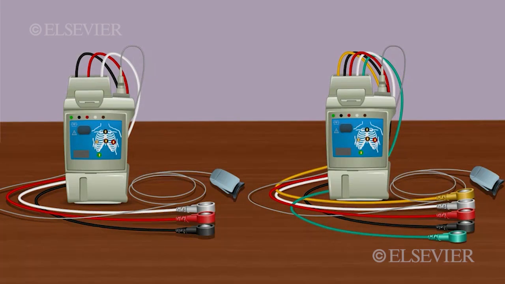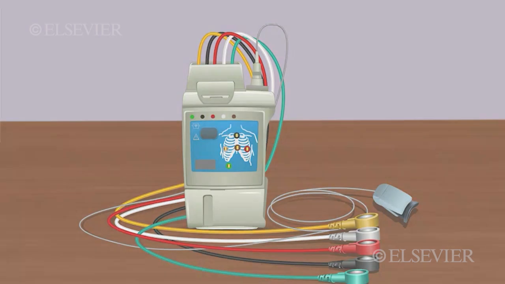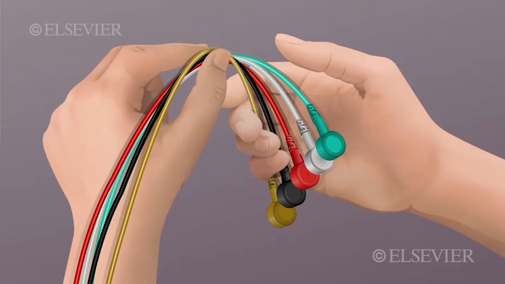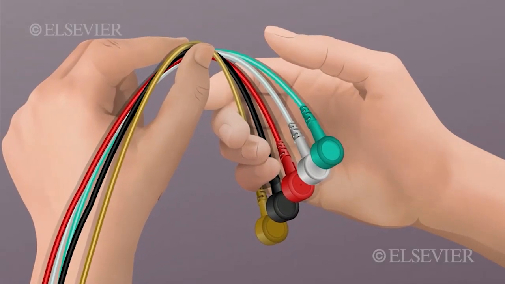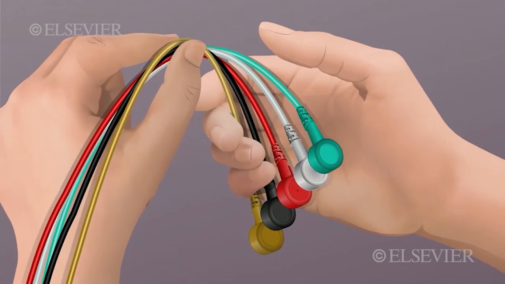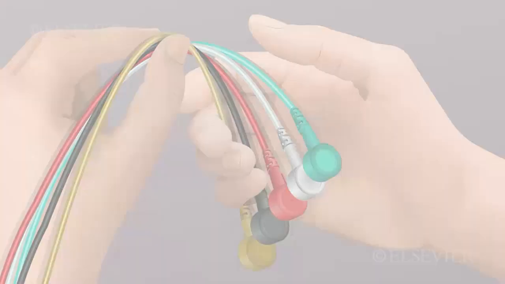Determine whether the patient is going to be monitored with a 3-lead or 5-lead system. Check the cable and lead wires for fraying, breaks, or discoloration. If equipment is damaged, obtain alternative equipment and notify the biomedical engineer for repair.